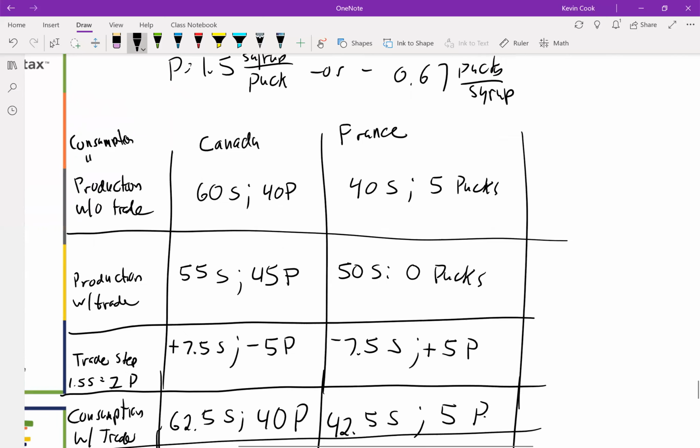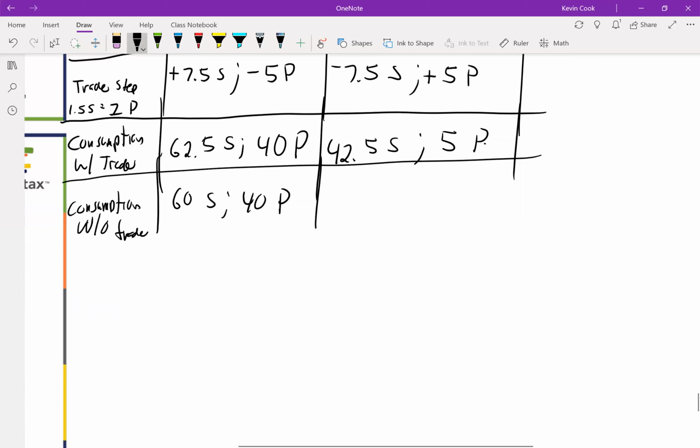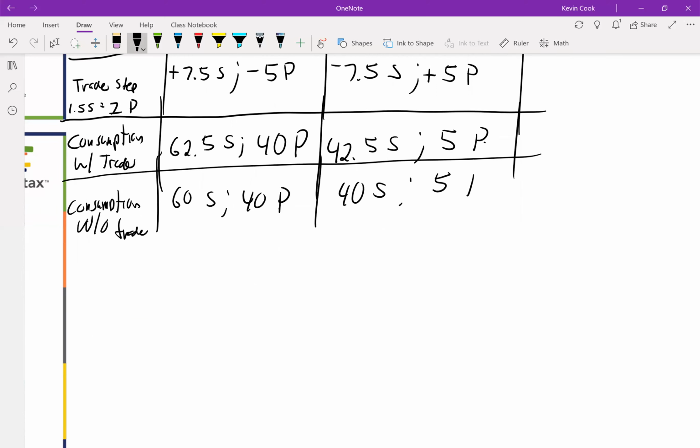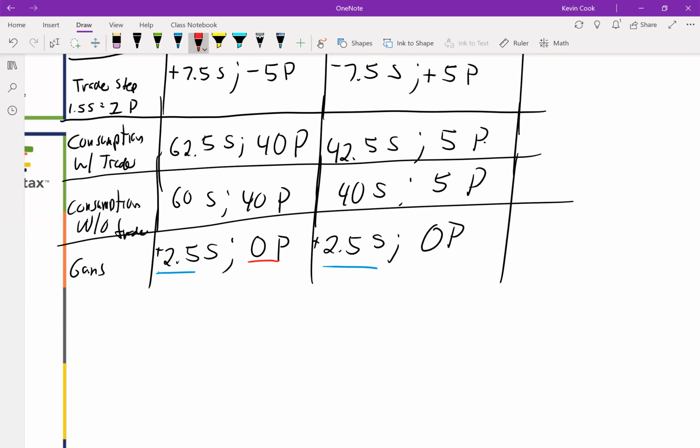Our consumption without trade again was 60-40. So 60 syrup, 40 pucks. And for France was 40 syrup and 5 pucks. So we have that consumption without trade. So our gains from trade are 62.5 minus 60 gives us 2.5 syrup, and 40 minus 40 is no pucks. 42.5 minus 40 is 2.5 syrups again, and no gains in pucks. So we see we have a gain in syrup, but no gain in pucks.